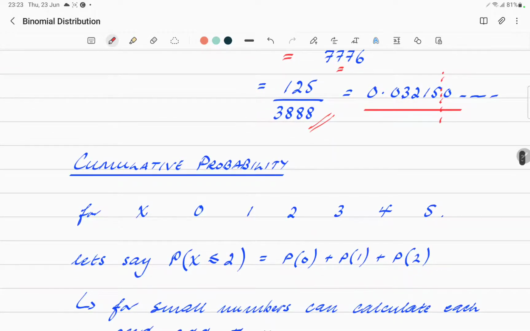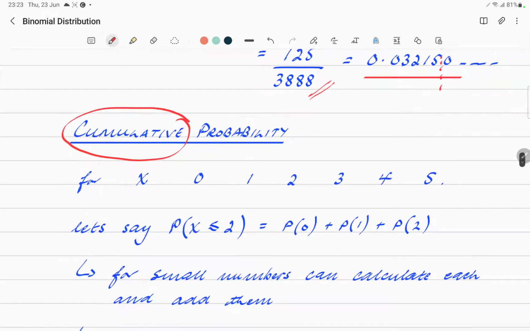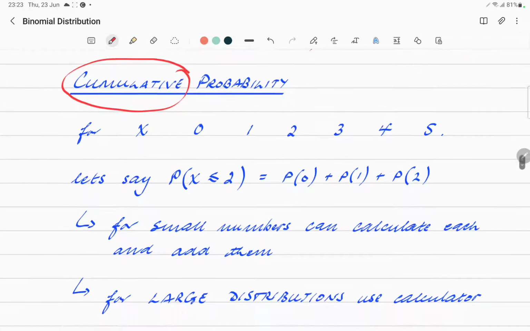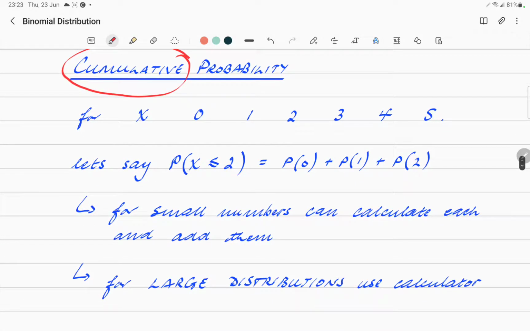Okay, the next thing you need is cumulative probability, okay? Cumulative means a number of probabilities added together, all right? So up to and including, for example. So in my same example, you've got the 0, 1, 2, 3, 4, 5. All right, so let's say I want the probability that I get 2 or less.